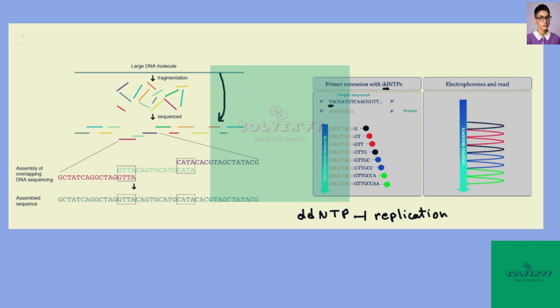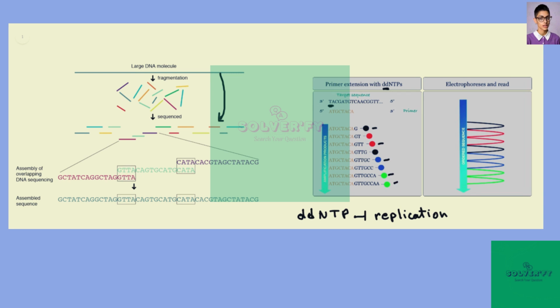So ddNTPs block replication. When you add some ddNTPs along with regular nucleotides in a chain, those ddNTPs will randomly get inserted into the chain at different points, and every time they get inserted, they stop the replication of the chain. And now that you have all of these different chains, you can determine, okay, if the chain is one nucleotide long, that means that the last nucleotide that was inserted was a ddNTP, and you know the identity of that nucleotide through some sort of labeling, right?